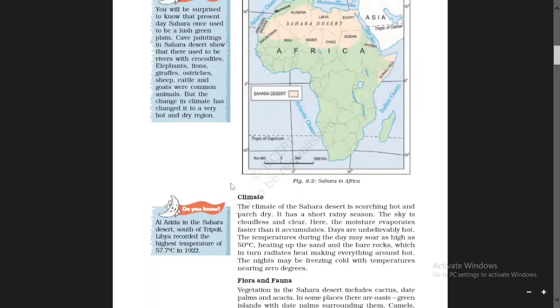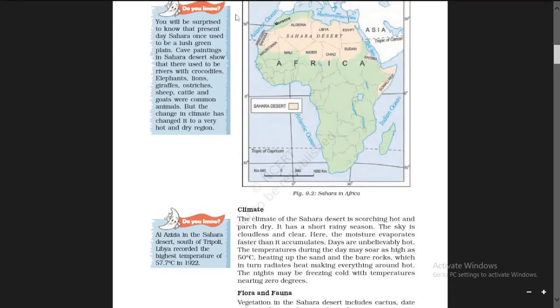See the left margin of page number 72. You will be surprised to know that the present day Sahara once used to be a lush green plain. Cave paintings in the Sahara Desert show that there used to be rivers with crocodiles, and elephants, lions, giraffes, ostriches, sheep, cattle, and goats were common animals, but the change in climate has changed it to a very hot and dry region.